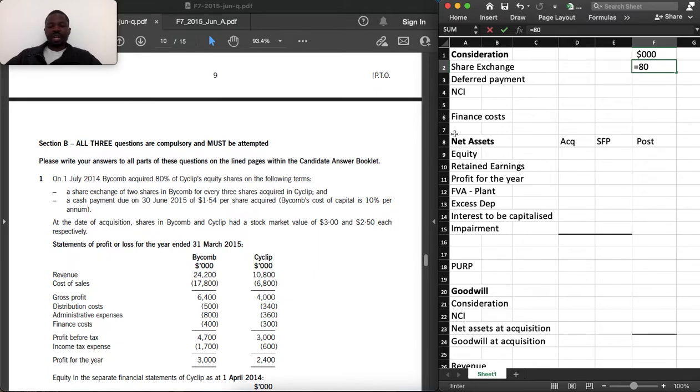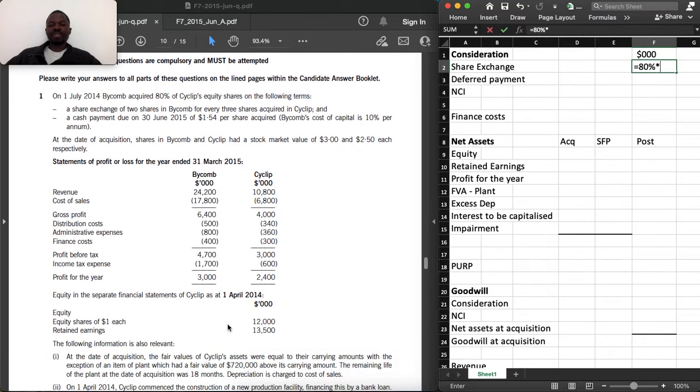How many shares were acquired? 80% multiplied by the equity. We are given the equity here of 12,000, like that, multiplied by the shares, 2 were issued whilst 3 were acquired, at a price of $3 times 3, like that.